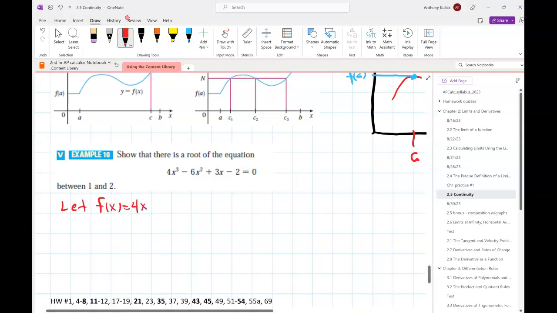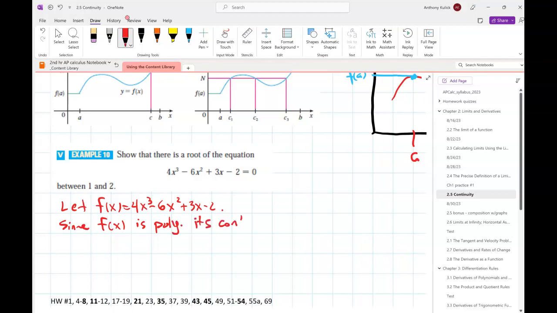How do you think I'm going to do that? Yeah, it's a polynomial. I have continuity over any interval I want. Done. The continuity part is covered. What did you write before I said since? f(x)? Yeah, since. Since f of x is a polynomial, it's continuous on that interval. That's just me satisfying the hypotheses for the intermediate value theorem.